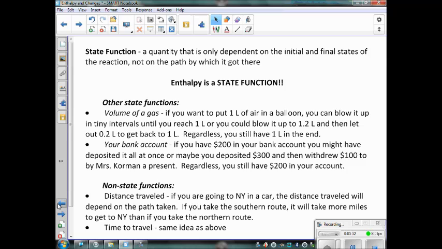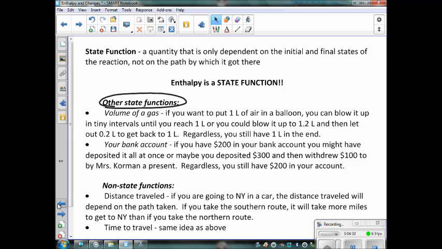It might be easier for me to explain state functions using some other examples that would be a little more logical probably in your minds, because they're things we experience. So if you take a look here, I have 2 other state functions, things that would be considered state functions. The first one says the volume of a gas. So let's say you have a balloon and you want to put 1 liter of air into the balloon, and you blow it up immediately right to 1 liter. Okay, so you have 1 liter of air in the balloon.